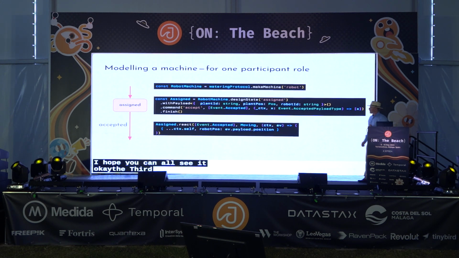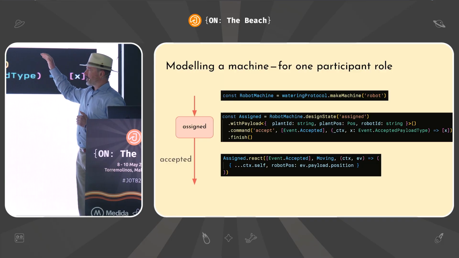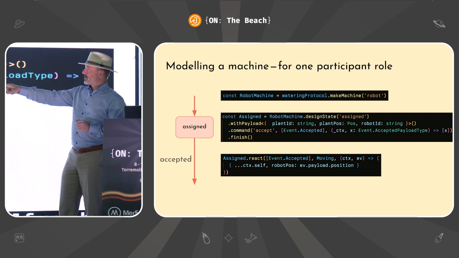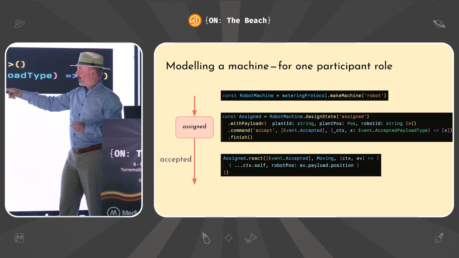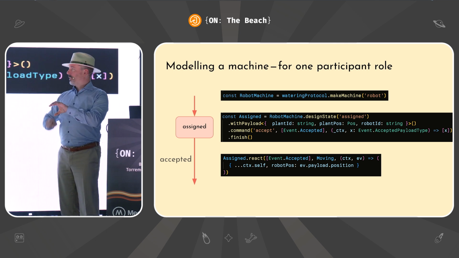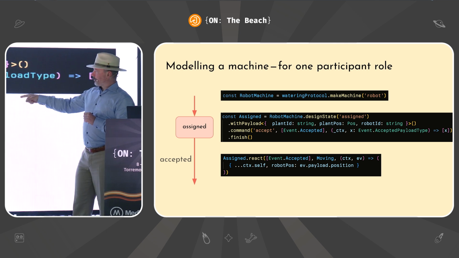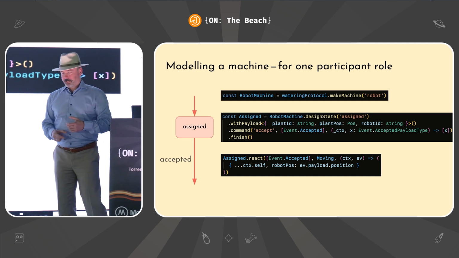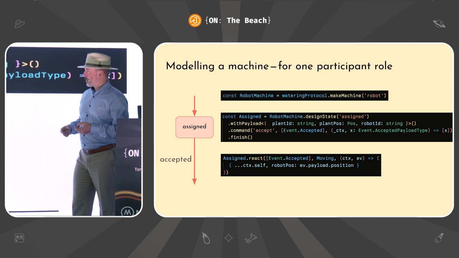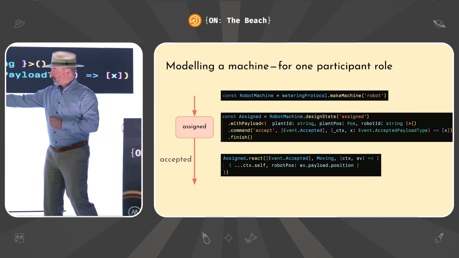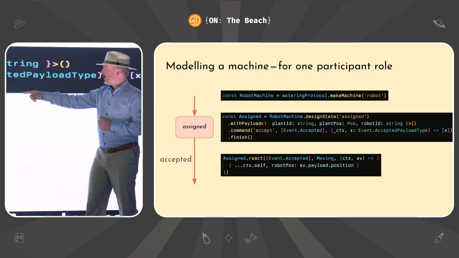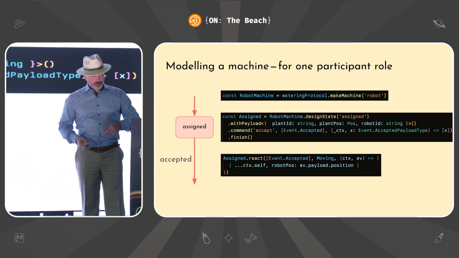Okay, the third part. We have the machine itself, we have the states. Now we need to put the arrows between the states. So assigned can react when the accepted event is coming into the moving state. So this is an arrow from assigned to moving by the accepted event. And now we need another function that needs to create the payload data of the moving state. Context contains the payload data of the assigned state, so we can copy what we already know by spreading context.self and then adding the robot position that comes in via the event.